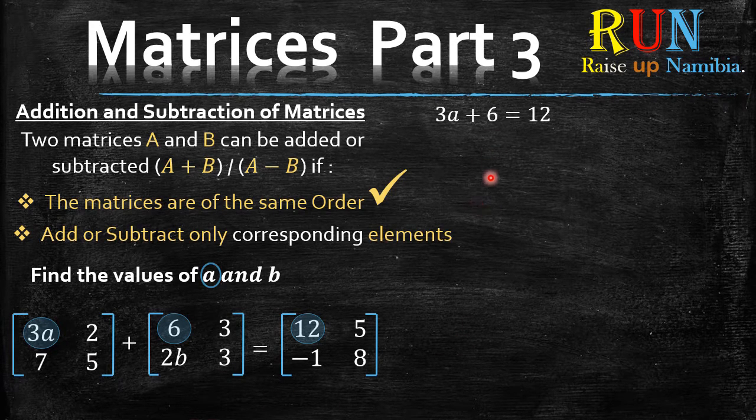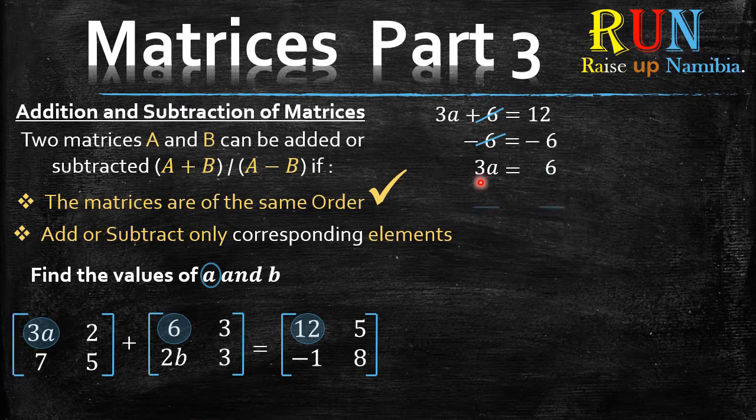So we know already that if we want to solve for A, we need 3A alone on one side, which means we subtract 6 on both sides, which will cancel out on the left. And then 12 minus 6 will give us 6. Okay? Now, since we have 3A equals 6, we are not looking for 3A.